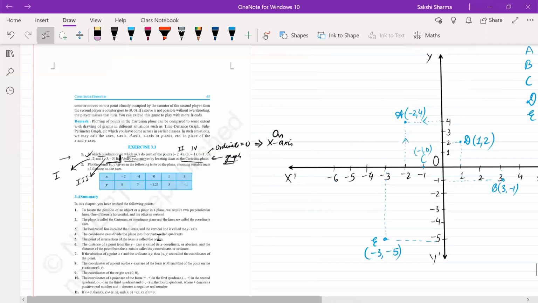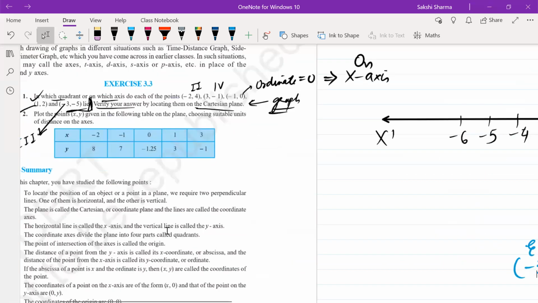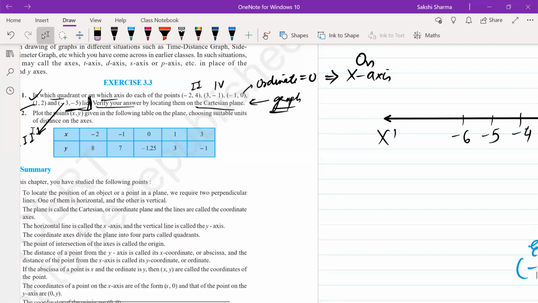No, ma'am. The next question: plot the following points x, y in the given table and choose suitable units of distance on the x-axis. So you can choose a suitable scale here. They have already marked the axes, both of them. As you can see, there is a value which is in decimals, up to 2 decimal places. So representing this could be a little tricky.